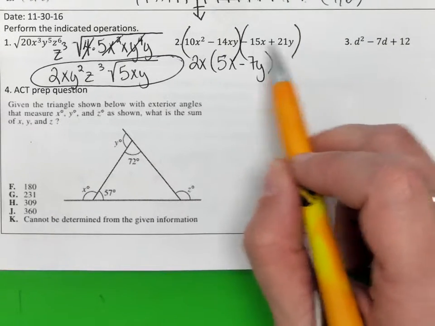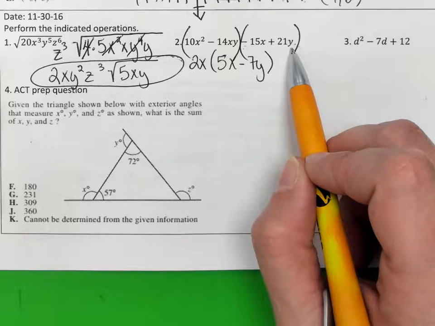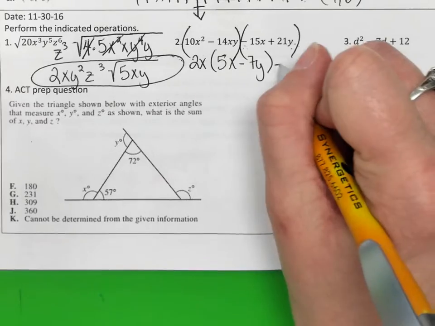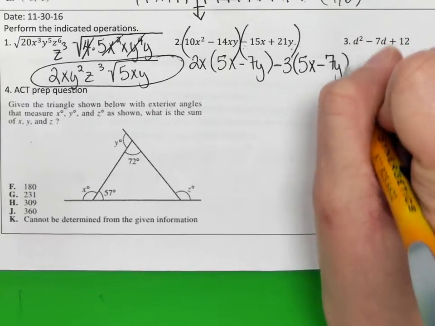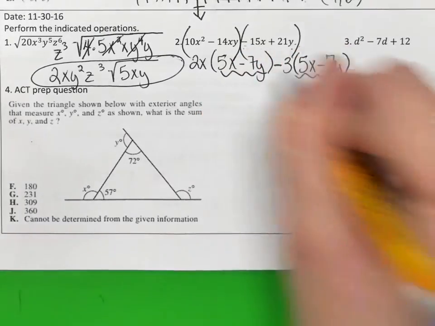Alright, what about the last 2? What do they have in common? Negative, how much? 3, very good. That leaves me with 5x minus 7y. Look at there, they're the same.